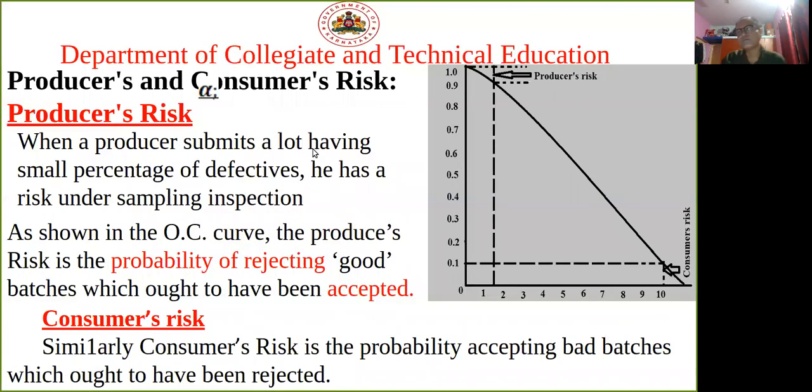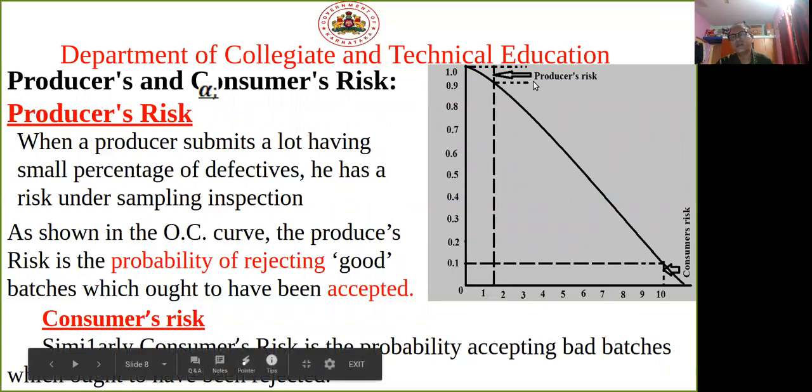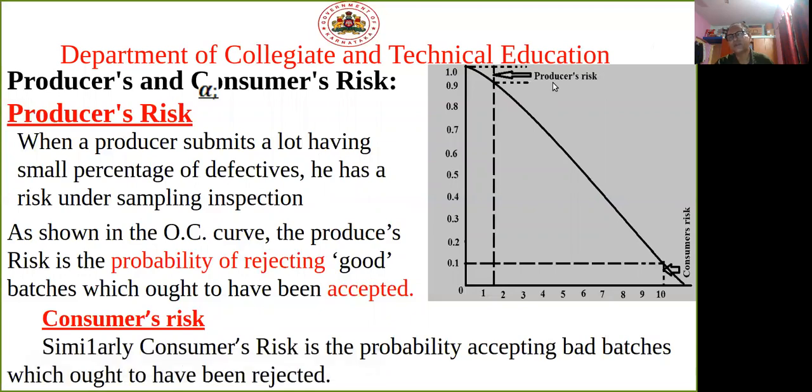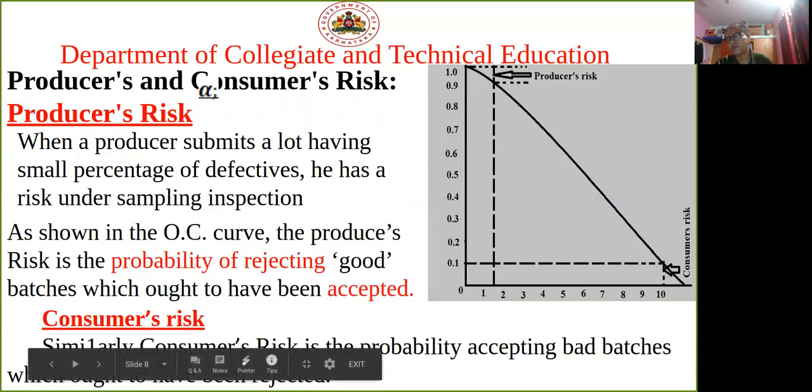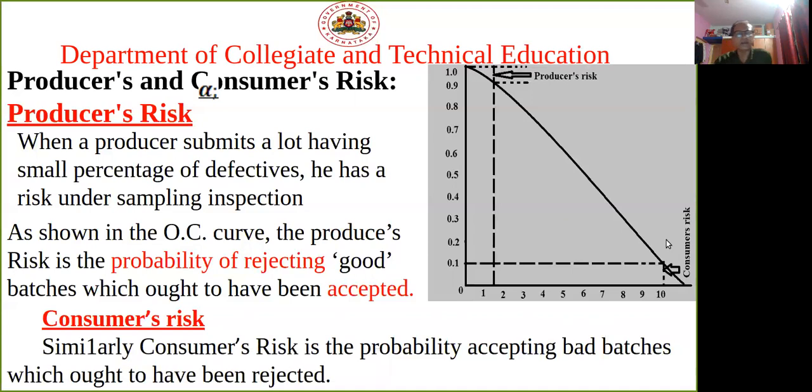So the next one we are going to study. As I have told you before about the risk, there are two types of risk. One is called the producer's risk, and the other is called the customer's risk. For the producer's risk, you can see at the top of the curve, some percentage will be there, and at the bottom, you can see some percentage of the consumer's risk will be there. But you should know what exactly the producer's risk and the customer's risk are.